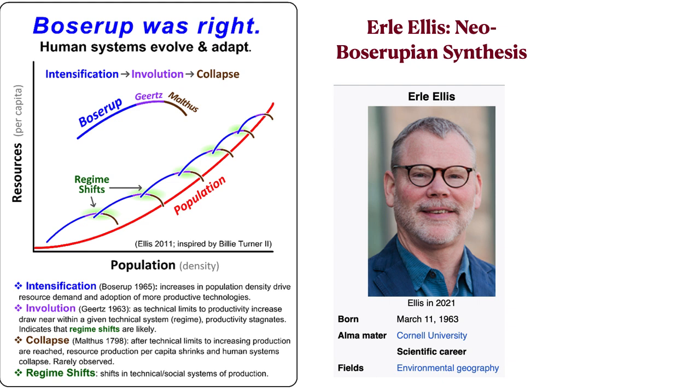And if you take wheat, for example, there was a real problem with fertilization, because if you fertilize too much, the wheat would tend to grow too tall and then fall over. So they were able to breed dwarf strains where you add fertilizer and you're mostly adding grain rather than stalk. And so that's a sort of regime shift. So to go back to the slide here: intensification, increased population density, drives resource demands and more productive technologies. Then you have involution, then you have collapse, although Ellis notes this is rarely observed, though it did sometimes happen. And then regime shifts in the technological or social systems of production. I'm not saying that this is the right approach, but it does synthesize a lot of these issues.